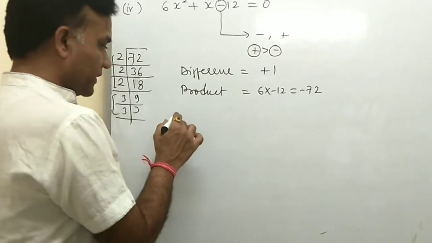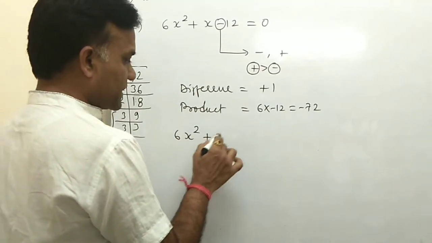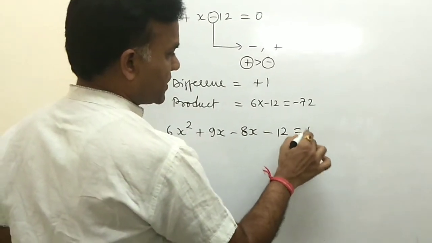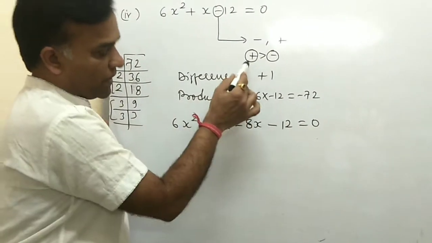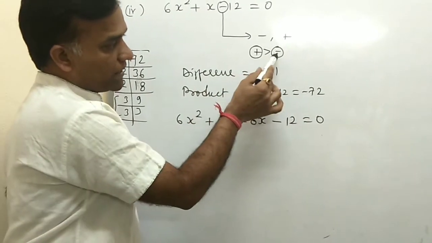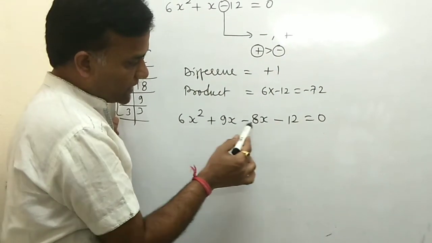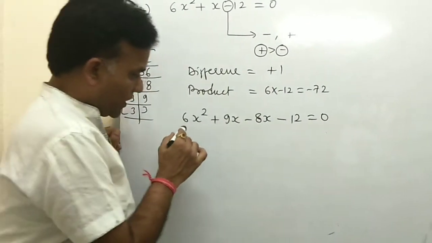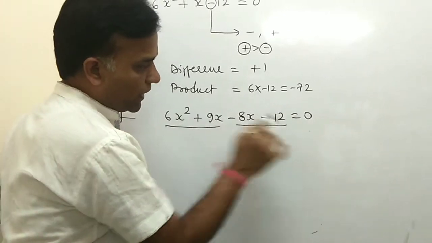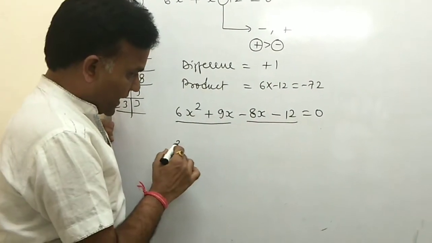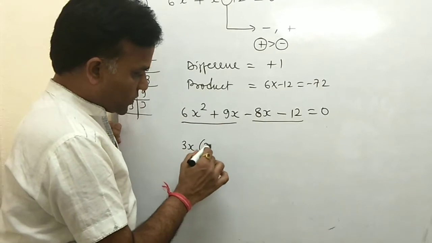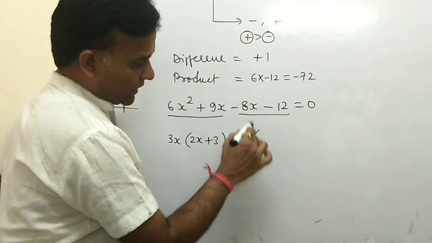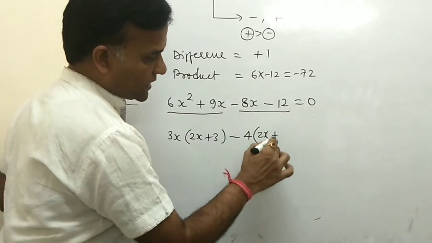So now we have the factors: 6x square plus 9x minus 8x minus 12 equal to 0. The positive number is greater, so the positive number is 9 and minus is smaller, so minus 8 here. Then the difference 9 minus 8 is plus 1 and 9 8s are minus 72. Now you underline the pairs, there are two pairs. In this pair you have common 3x and then the remaining value is 2x plus 3. Similarly minus 4 is common here, then 4 2s are 8x, and 4 3s are 12.